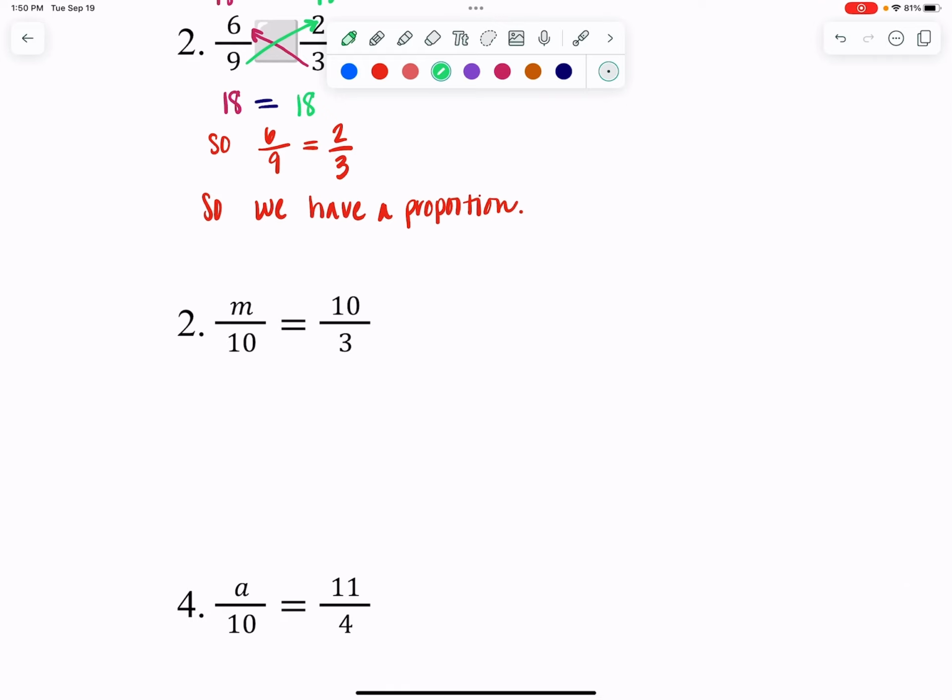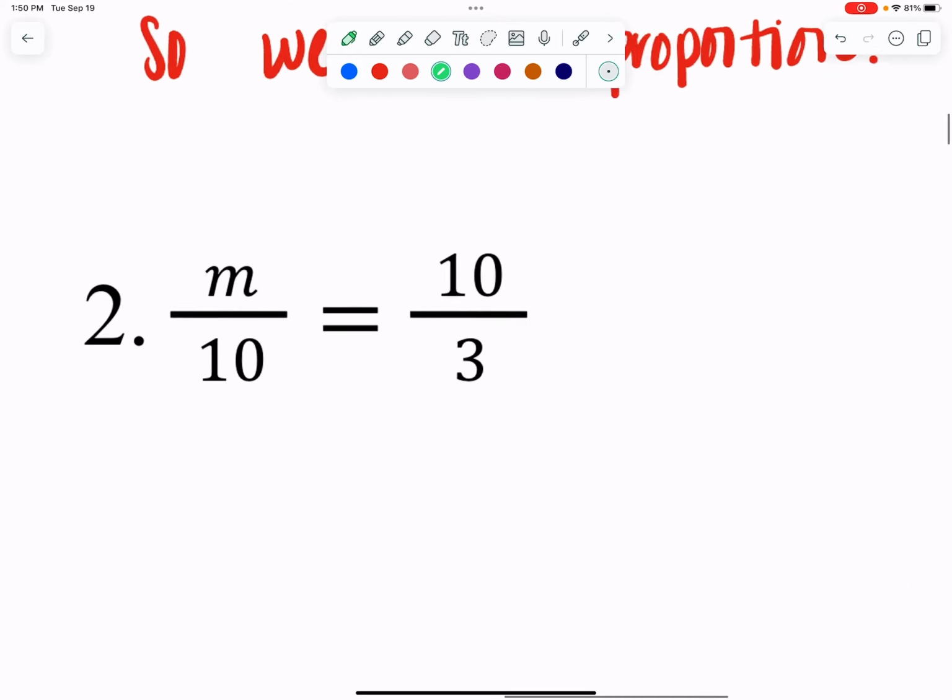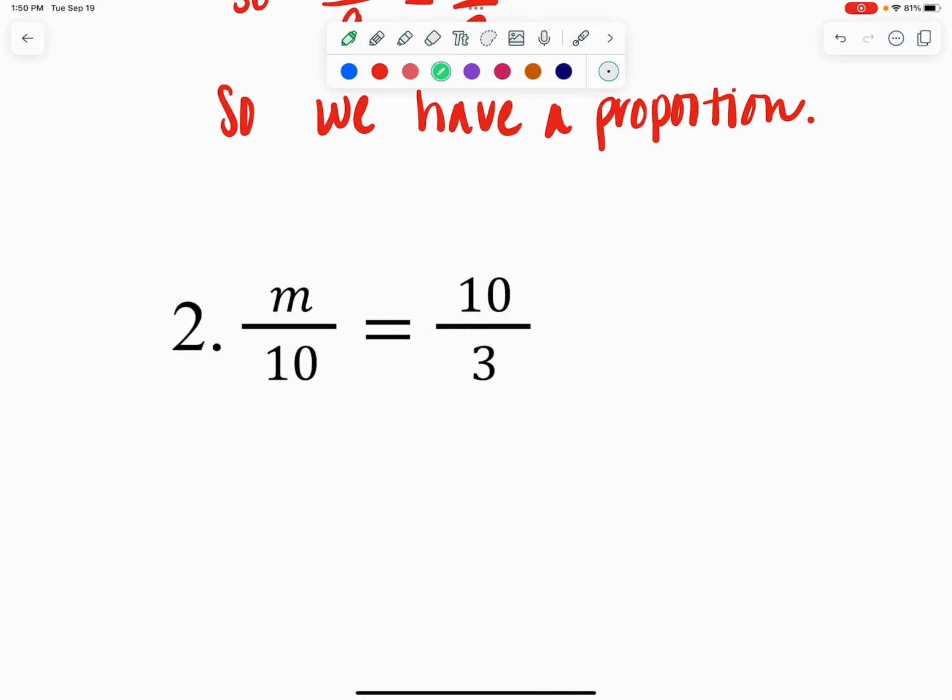This time, the variable is in a different spot. That's okay. Don't let it trip you up. We're going to start with the same process. So I'm going to multiply that direction. That gives me 3m. I'm going to bring down my equal sign. 10 times 10 is 100.